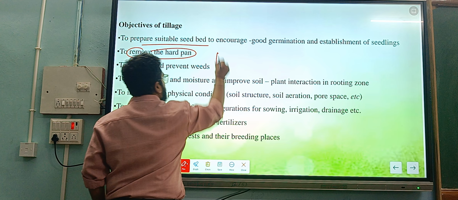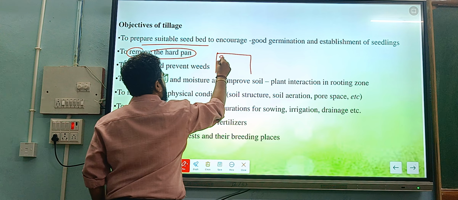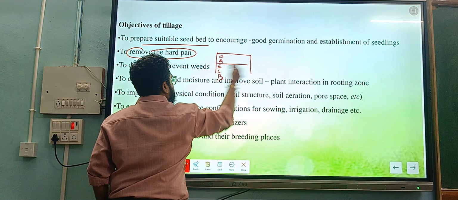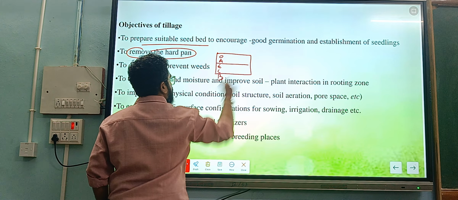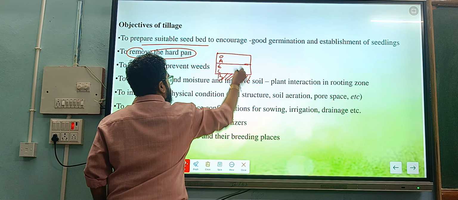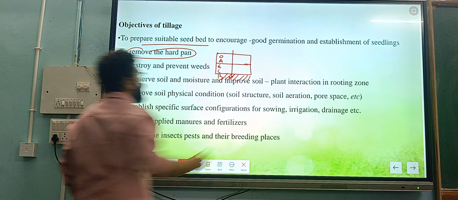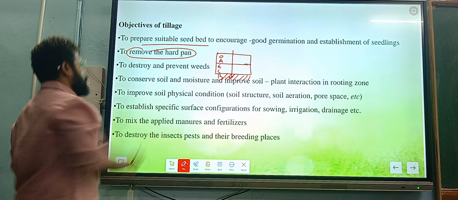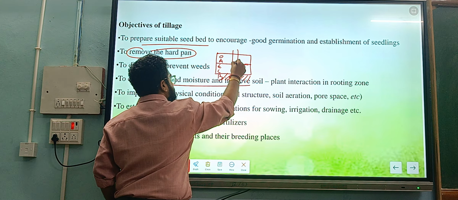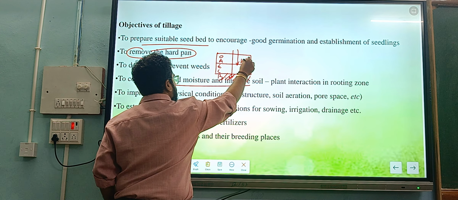When you see the soil profile, O, A, E, C, B, certain zones, the zone of elevation, there is a hard pan over here, that is regolith. In order to break that hard pan also, you go for tillage. Then, to conserve the soil and moisture, mainly tillage improves the water holding capacity of the soil.